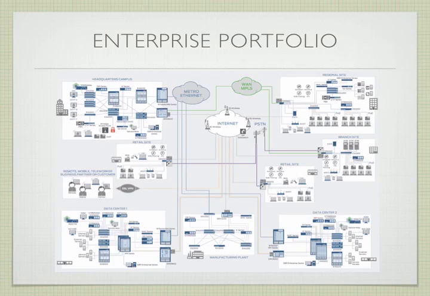This is the enterprise portfolio. It's, of course, virtually impossible to read on this slide. So in the downloads for this session, there's a PDF version of this that's available from Juniper. This shows a very robust network with virtually all of the Juniper product line deployed, and how the different devices can relate to each other in the enterprise deployment portfolio.